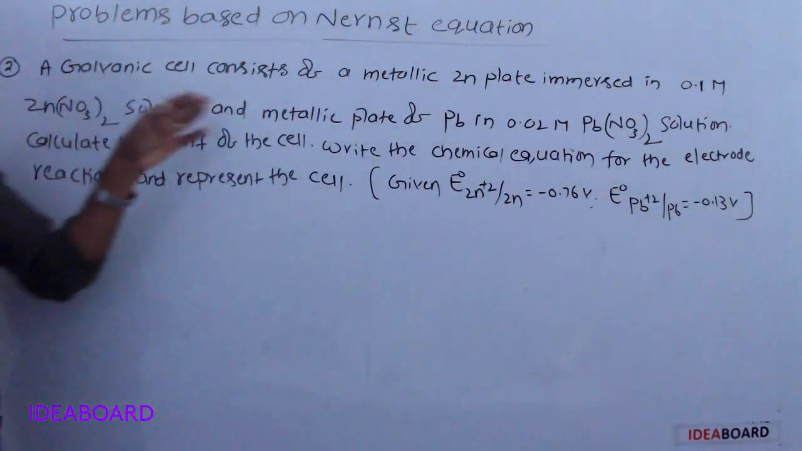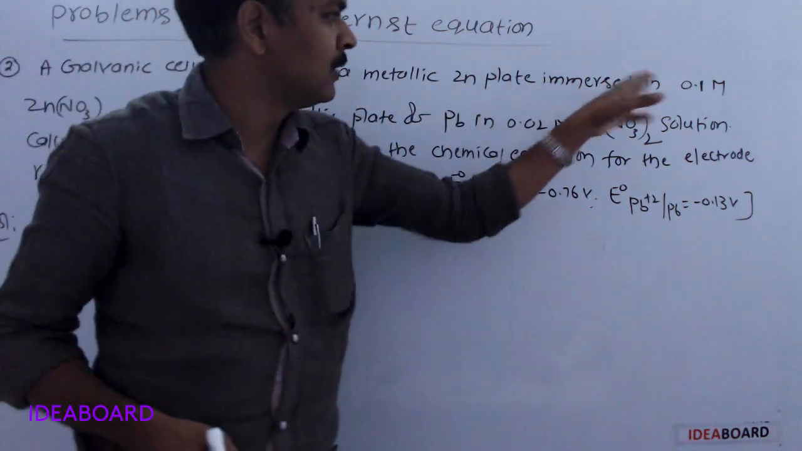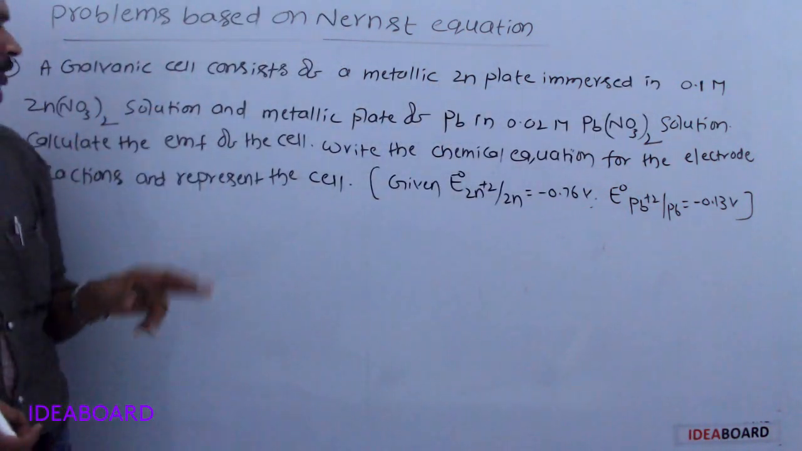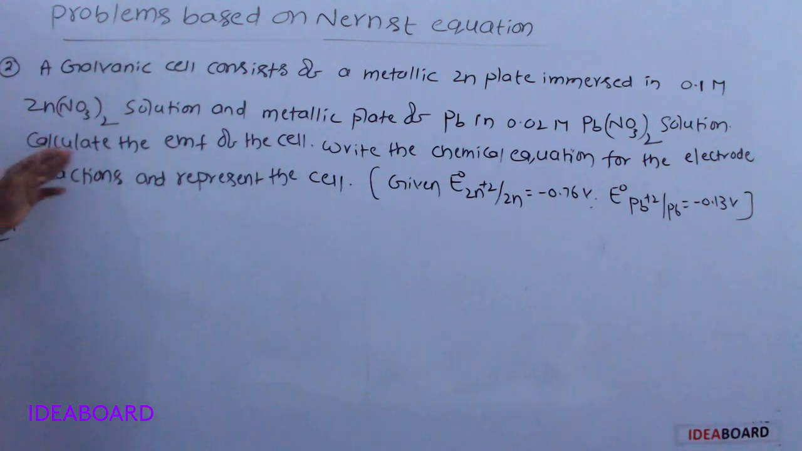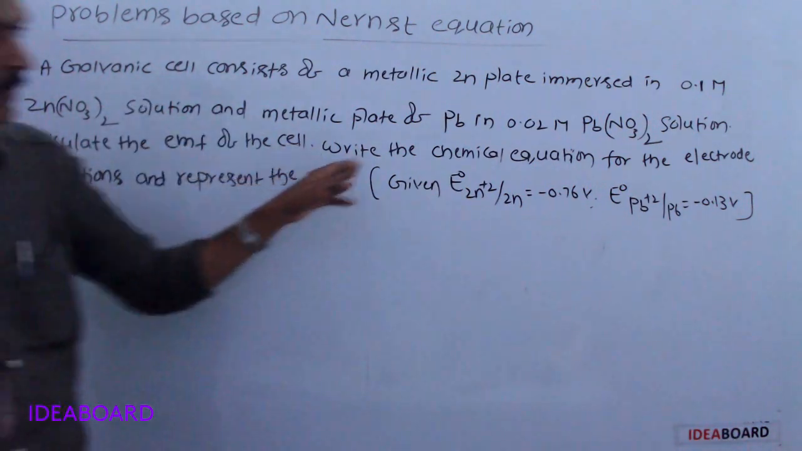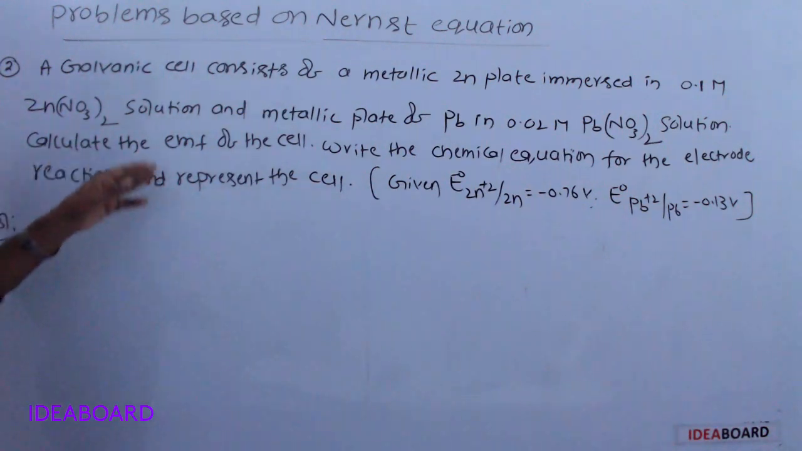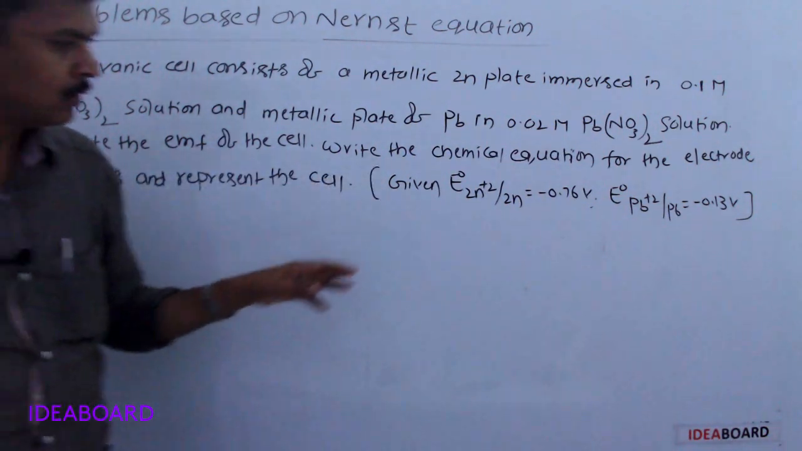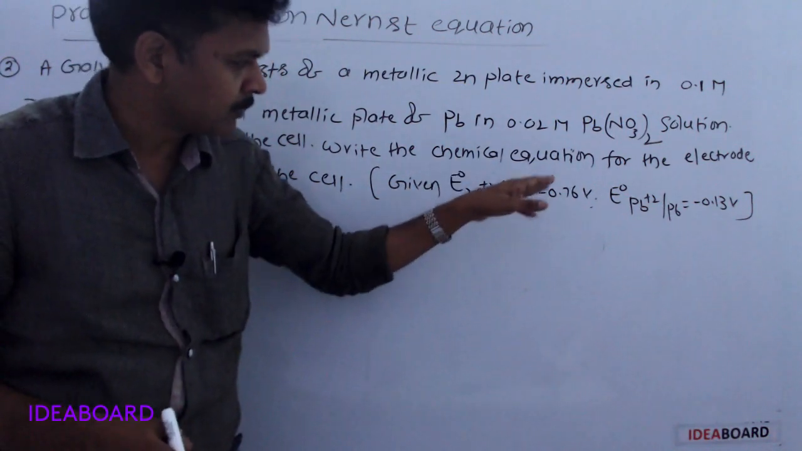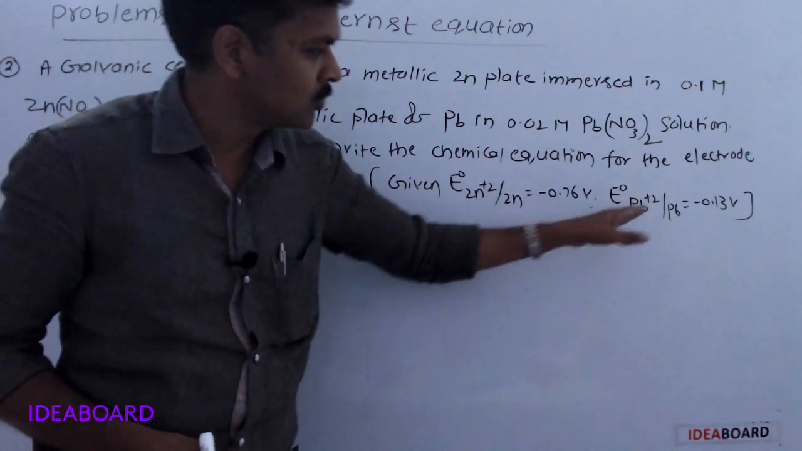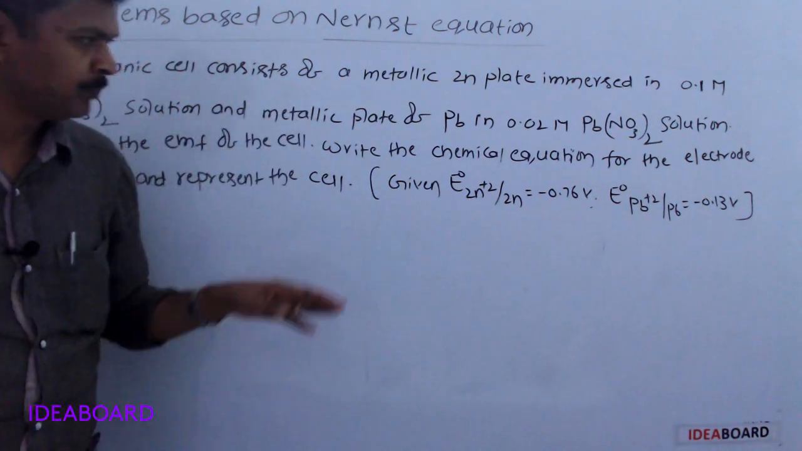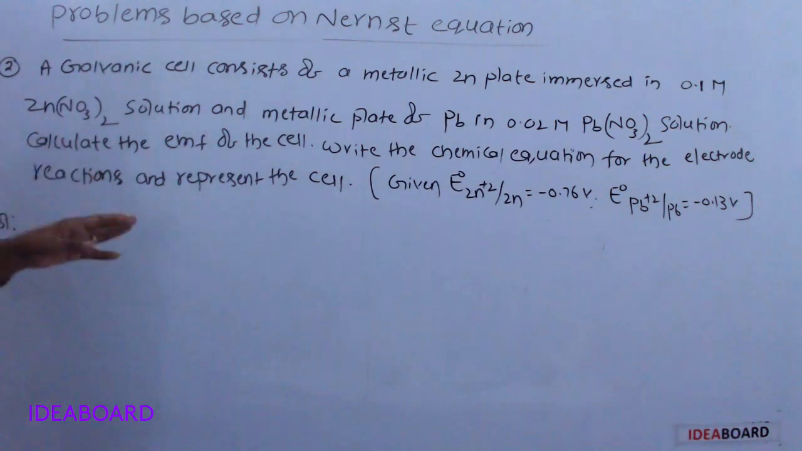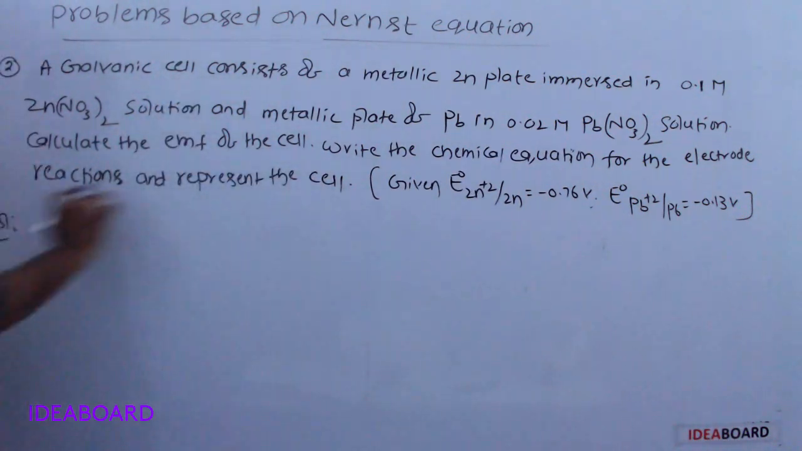So next problem. A galvanic cell consists of metallic zinc plate immersed in 0.1 molar zinc nitrate solution and a metallic plate of lead in 0.02 molar lead nitrate solution. Calculate the electromotive force of the cell. Write the chemical equation for the electrode reactions and represent the cell. Given E naught Zn plus 2 by Zn is equal to minus 0.76 volts, E naught Pb plus 2 by Pb is equal to minus 0.13 volts. See, first, here we should calculate the electromotive force of the cell. First I am representing the cell.